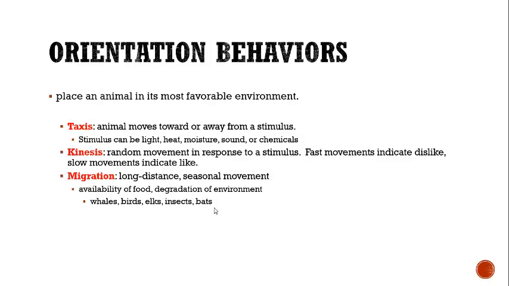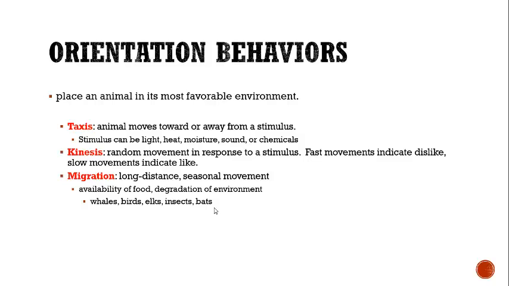Next, you have kinesis. Kinesis are random movements in response to a stimulus. It happens a lot if the organism has never encountered that stimulus before. They kind of move in all different directions. If they tend to move really fast, it usually indicates dislike. And if their movements tend to be slow, it usually indicates that they like that stimulus. We see this a lot with insects that are not easy to study.